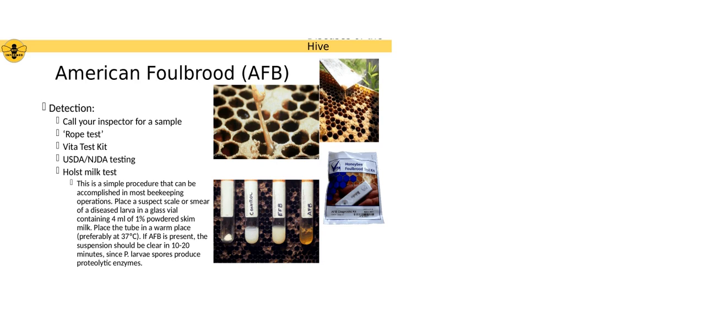And so you can do this rope test. You would stick a stick, cotton swab, something in there, corner of a hive tool. And if that larva is going to rope out like that, then it's probably American foul brood. A lot of the other diseases will look snotty like this, like snotty brood, but they're not going to rope out.